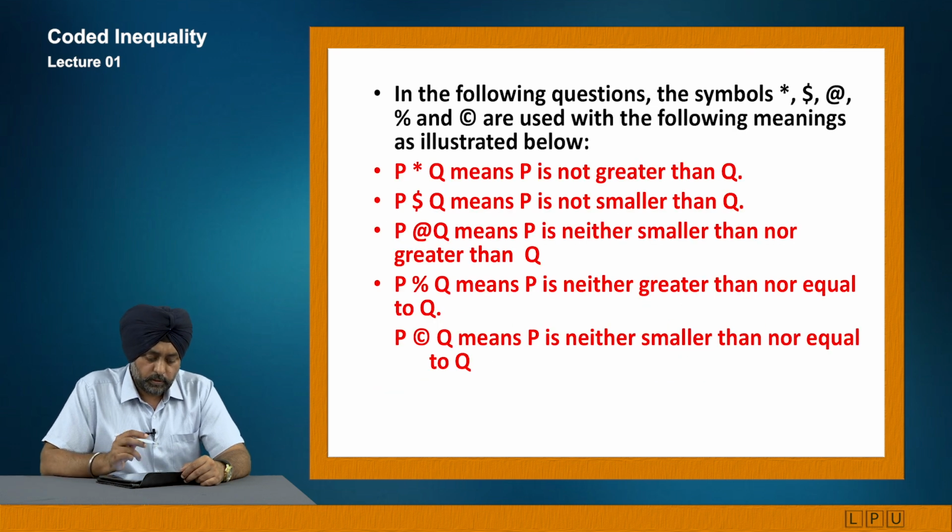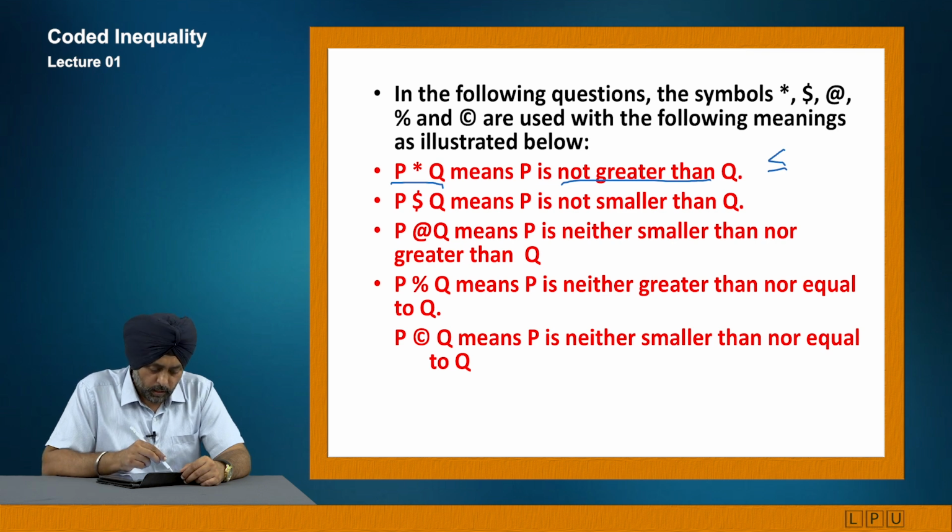Now, the relationship between the numbers P, Q is not given directly in the form of greater than equal to, less than equal to symbols, but they are further represented by some other symbols. For example, it is said P star Q means P is not greater than Q. Not greater than Q means what? P is either less than or equal to Q. So this means that star represents the less than or equal to sign.